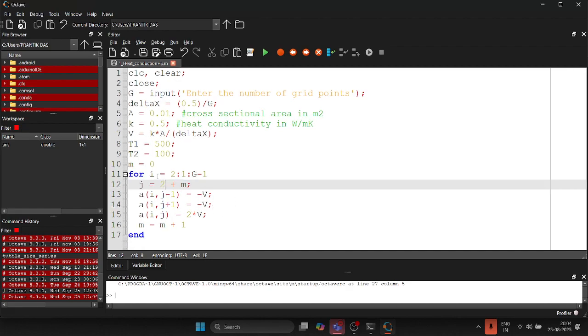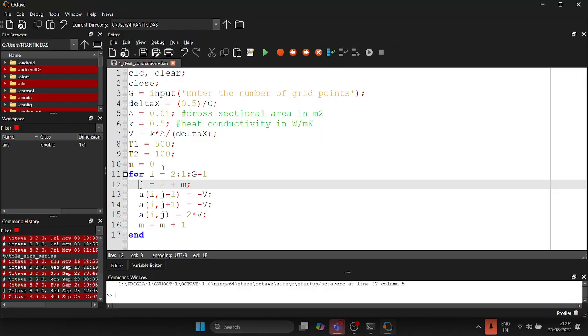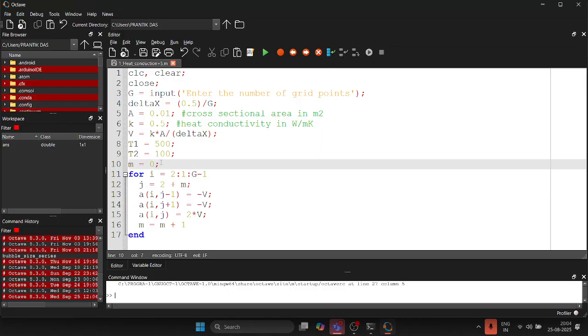Now, I actually ranges from 2 to G minus 1, meaning it starts from the second row and goes to G minus 1. First I took the value 2, then 3, and so on up to G minus 1. J is basically 2 plus n, and I have taken the value of n as 0, so J is your second column, since I is your row index and J is the column index.